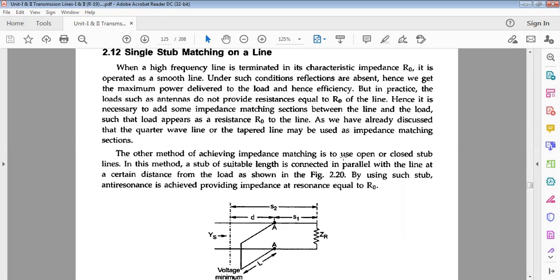Another method of achieving impedance matching is to use open or closed stub lines. In this method, a stub of suitable length is connected in parallel with the line at a certain distance from the load. There is the distance from the load, and the length of the stub. By using such stubs, anti-resonance is assured, providing the impedance at resonance.